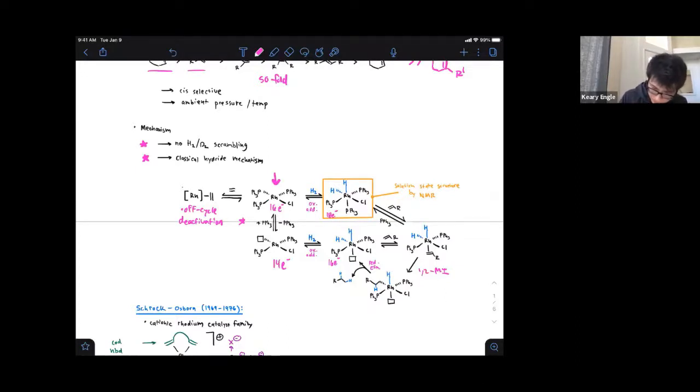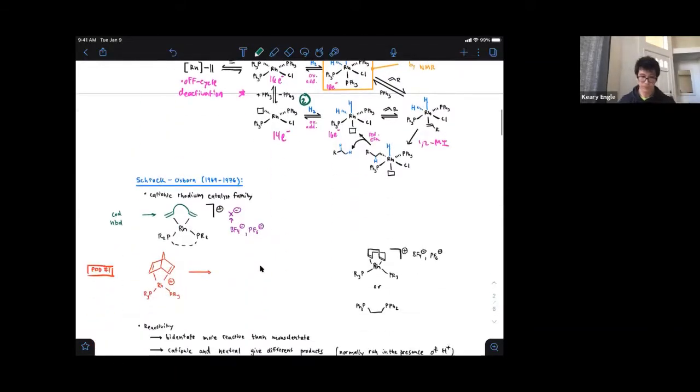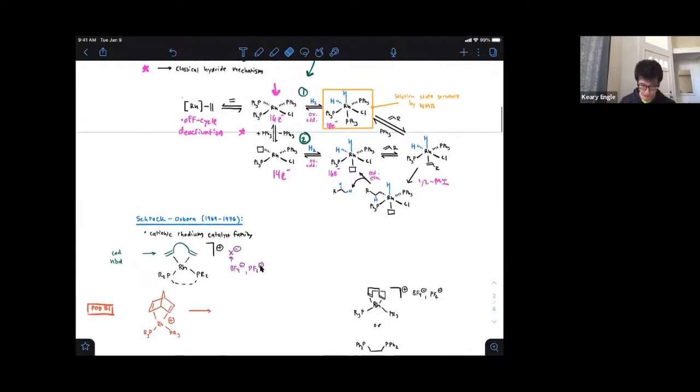And then if we compare, let me put this in a different color so it's clear, the two possible oxidative addition steps, there is a 10 to the 4th rate difference. Okay, let me leave that cycle.